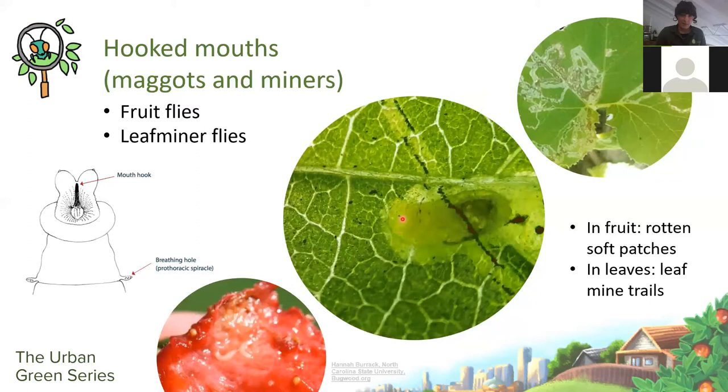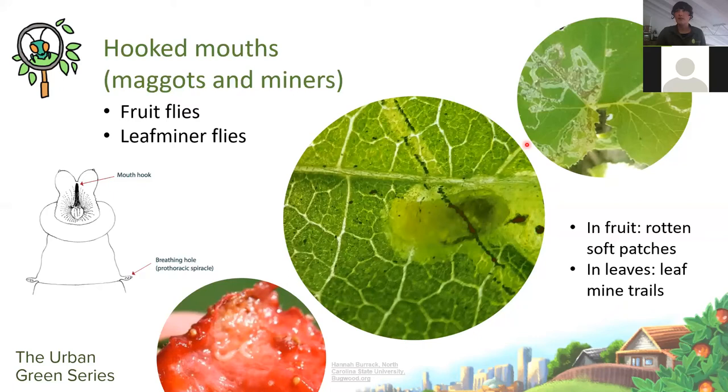And in this case, I think they win for the most appropriate name of an insect because their mouth hook really looks just like a little miner's pickaxe, hence the name leaf miner. And they create much more distinct trails in leaves. These little white twirling silvering patterns.